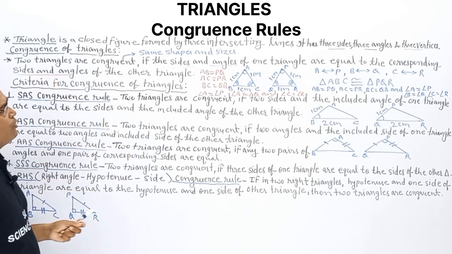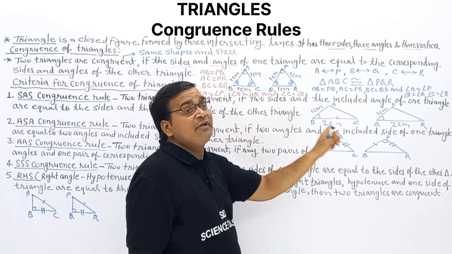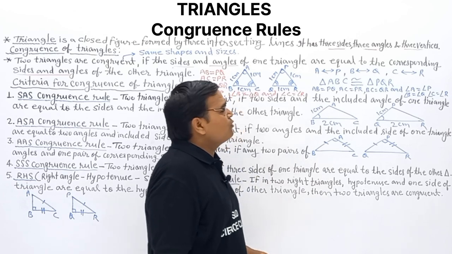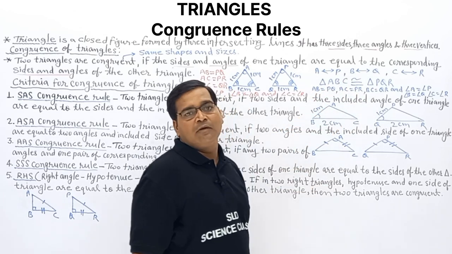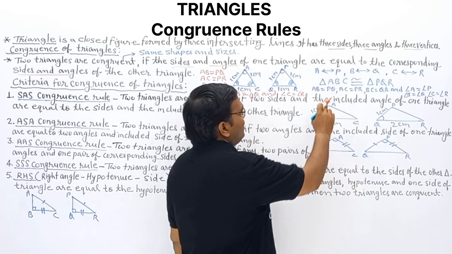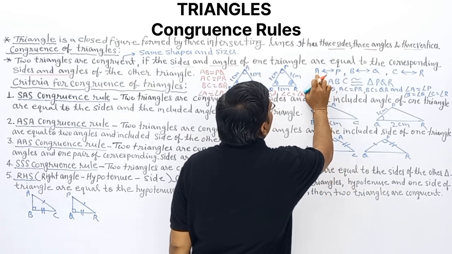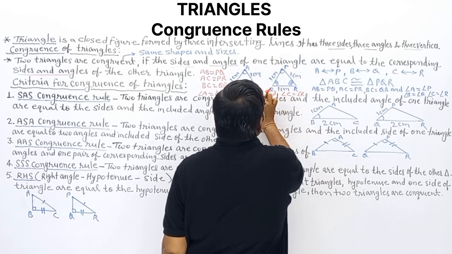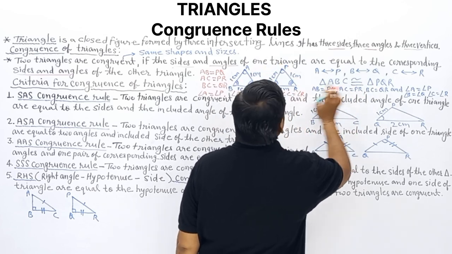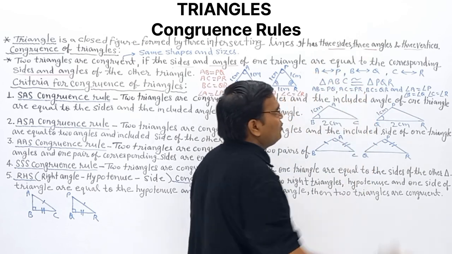Two triangles are congruent if the corresponding sides and angles of one triangle are equal to the sides and angles of the other one. Then we can say both triangles are what? Congruent. But we must state these corresponding parts: A should correspond to this one, B to this one, C to this one. Then only we write triangle ABC congruent to triangle PQR.